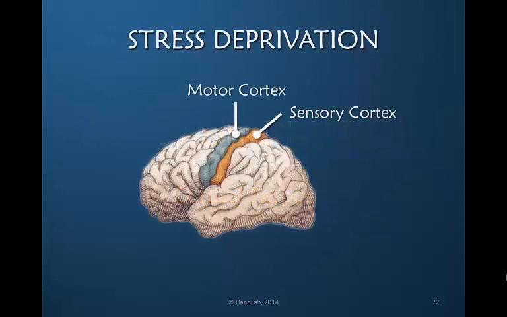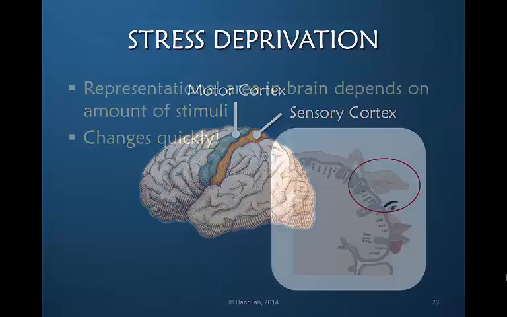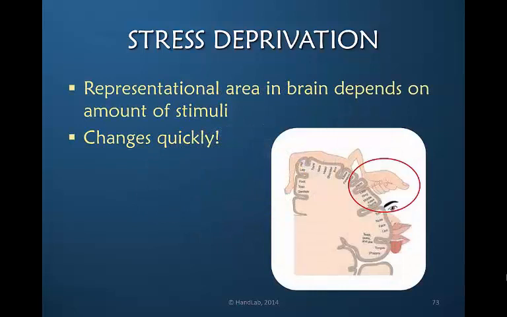We know that we have a motor cortex and a sensory cortex, and that the motor cortex controls our active movement. The amount of stimuli we provide through movement is what determines the representational area within the motor cortex of the brain. Recent study has proven that changes in the motor cortex representation can occur very quickly in direct response to muscles used.